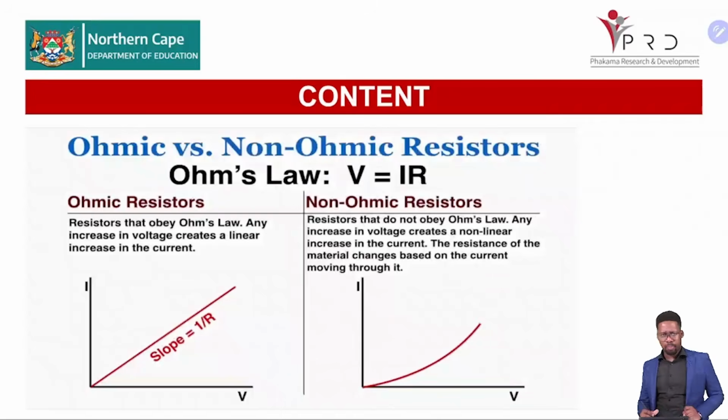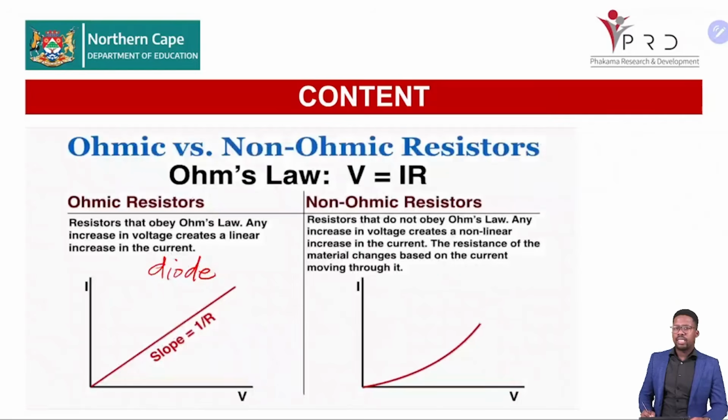A typical example of an ohmic resistor can be a diode. A diode is the small red or green lights that we find inside the plasma or inside an electronic device. That is a diode. So a diode is an ohmic resistor because it obeys Ohm's law. It does not change.